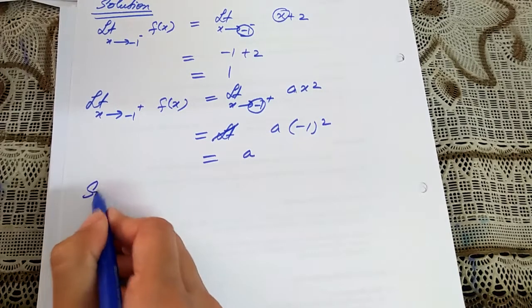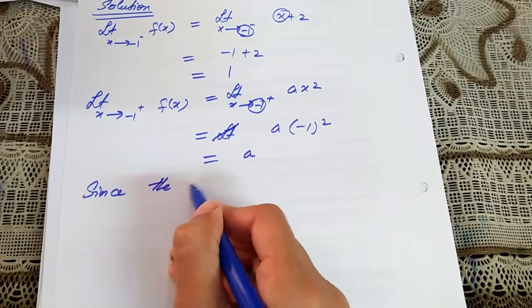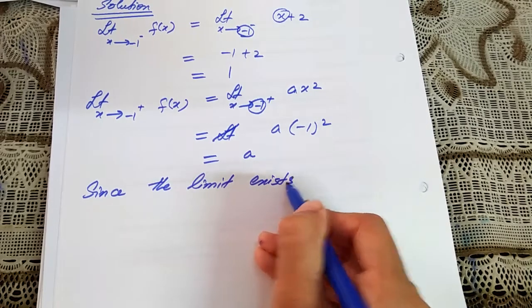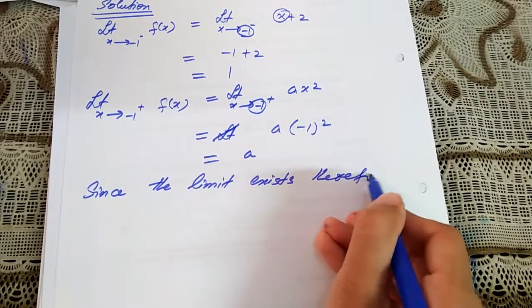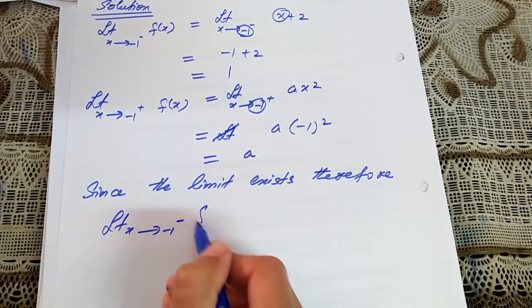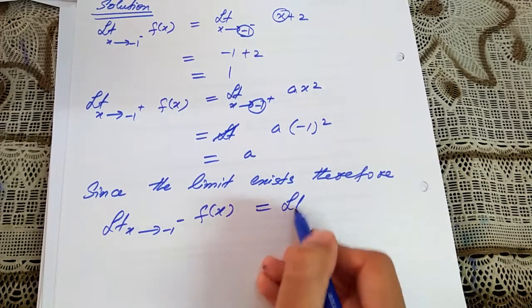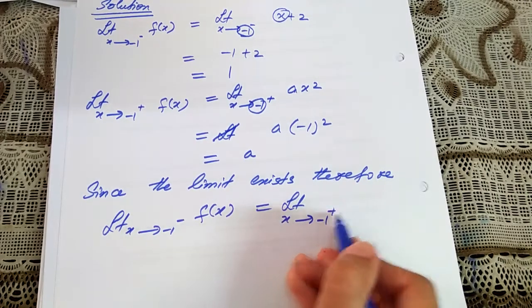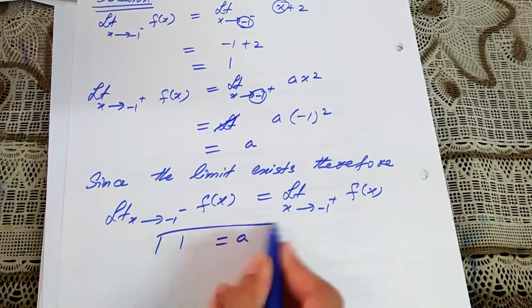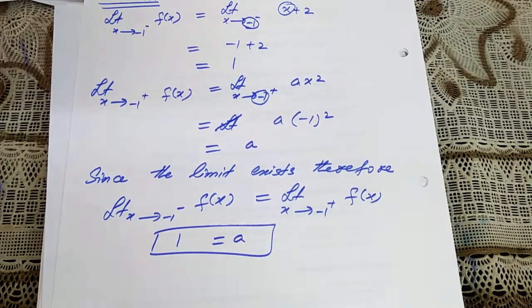So since the limit exists, therefore the left hand limit will be equal to the right hand limit. Now make them equal. We'll get 1 is equal to a. So this is the answer for our a value here.